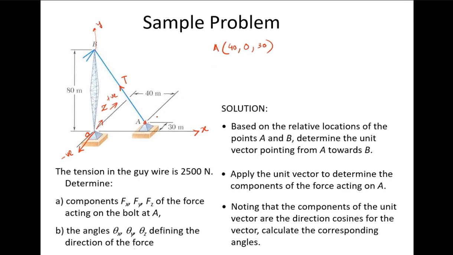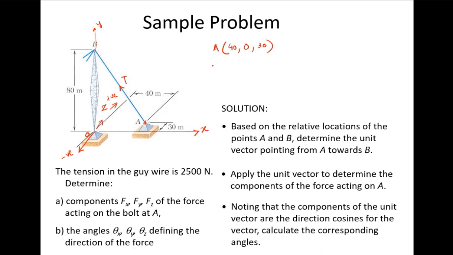This side I have taken z. Y will be 0. This and this point is at the same level, point O and point A. So A will be 40, 0, 30.